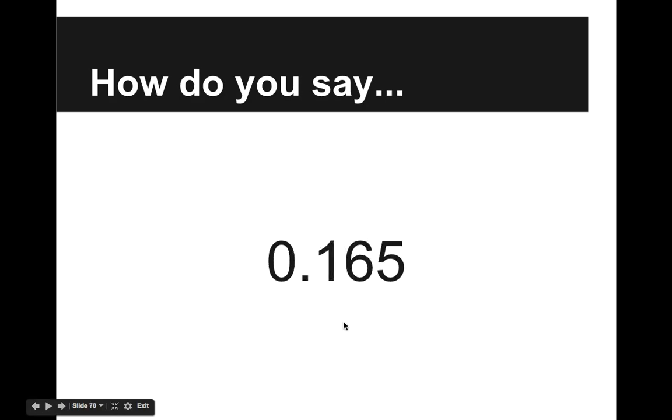How do you say that number? You can say 0.165, or you can count tenths, hundredths, thousandths. 165 thousandths.